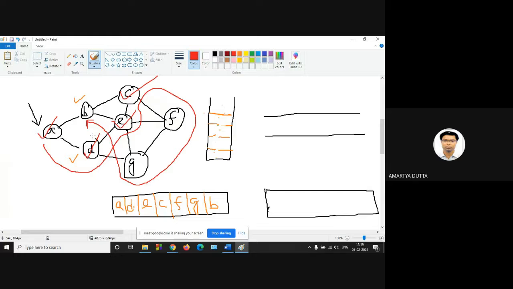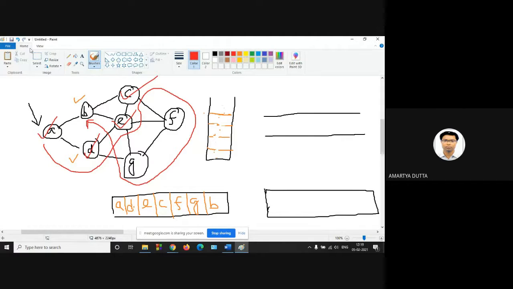Any query? No, sir. Okay, and now convert this graph to BFS, breadth first search. So what will be the output? It depends on how we choose the elements. It may vary from student to student, but the selection should be correct.